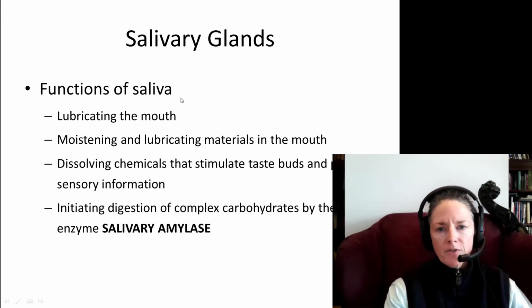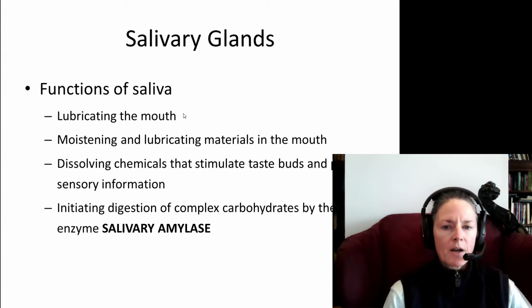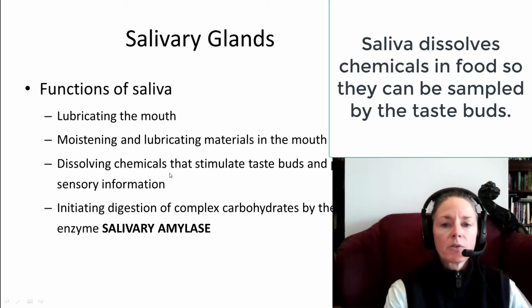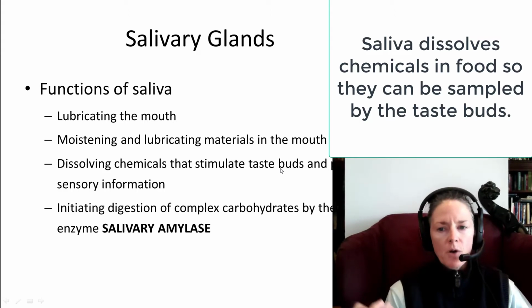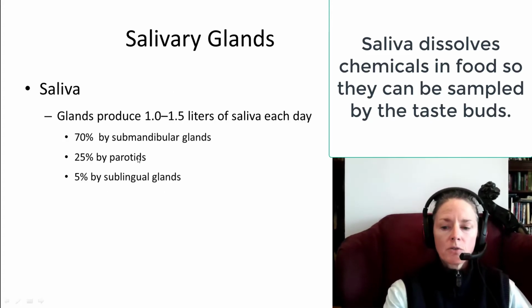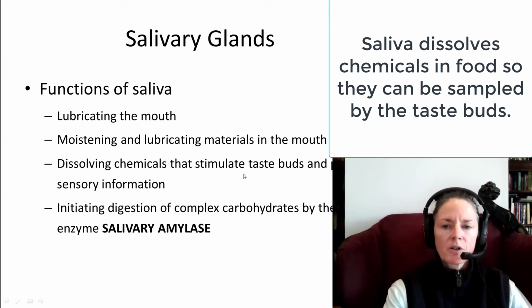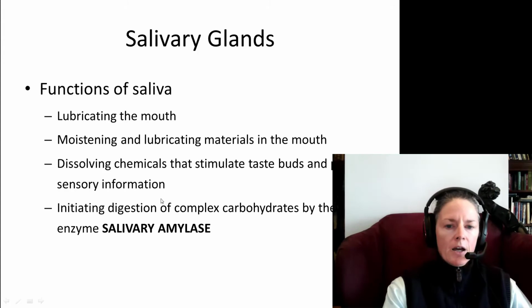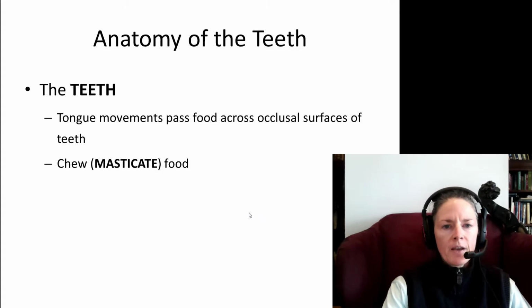Obviously, not only does saliva start the process of digestion, but it's also going to lubricate the mouth. It's also going to dissolve the chemicals that are going to allow us to taste. So the taste buds, in order for them to operate and bind the chemical ligands that are going to activate them, have to be dissolved in some kind of medium. So they're going to be dissolved in saliva. We also have, as we said before, digestion of complex carbohydrates, that is starches and complex sugars, by salivary amylase.